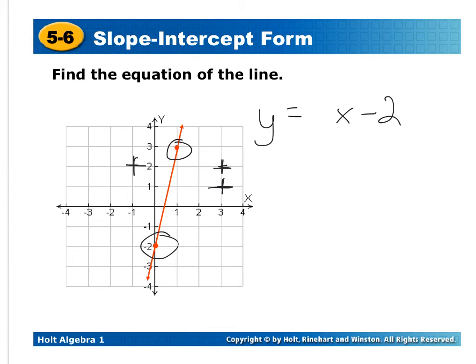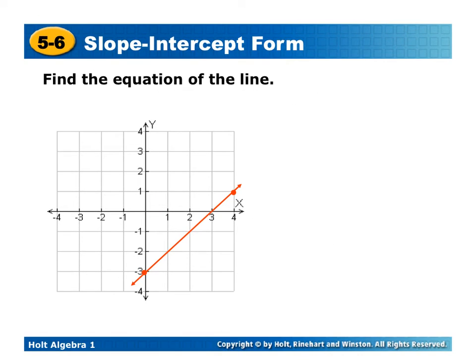So now I'm going to count. So rise first. So I'm going up 1, 2, 3, 4. So I went up 4. And then I went to the right one, which is a +1. That's the same thing as just 4. So my equation is y equals 4x minus 2. Alright, so now it's your turn. Why don't you go ahead and pause the video and try this one out for yourself.